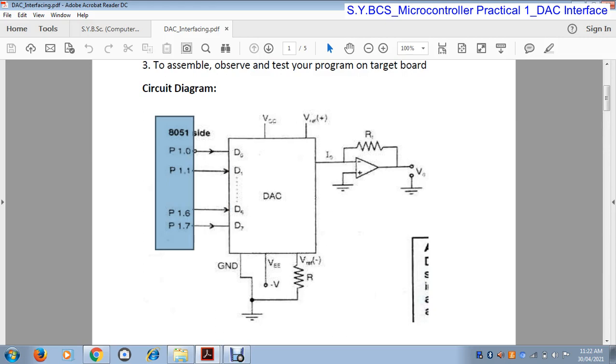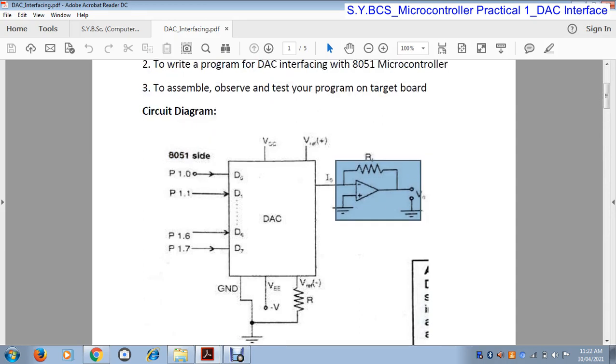We know that the 8051 microcontroller has four ports, P0, P1, P2, P3. Here we use the P1 port. P1.0 means the first pin of port 1, and P1.1 means the second pin of port 1. This digital data is connected to port P1 of the 8051 microcontroller, and we get the output at this operational amplifier. We get the analog output voltage at this amplifier. This is the interfacing diagram of the 8051 microcontroller and DAC.